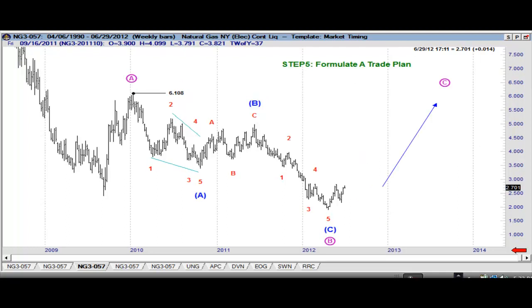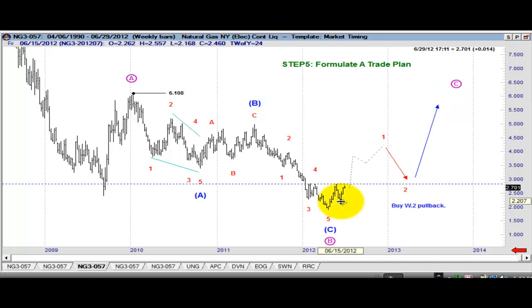Earlier in the video, I described one of the scenarios under step number 3 where we have a 3-wave advance and a 3-wave decline that would eventually lead to taking out these highs. That pattern is called an expanded flat. So under that scenario, we would expect a rally from the termination of circle wave B to be in 5 waves to complete wave C of a much larger corrective move.